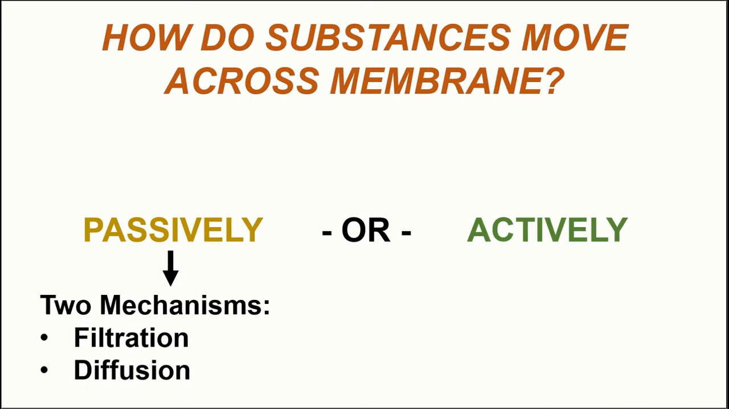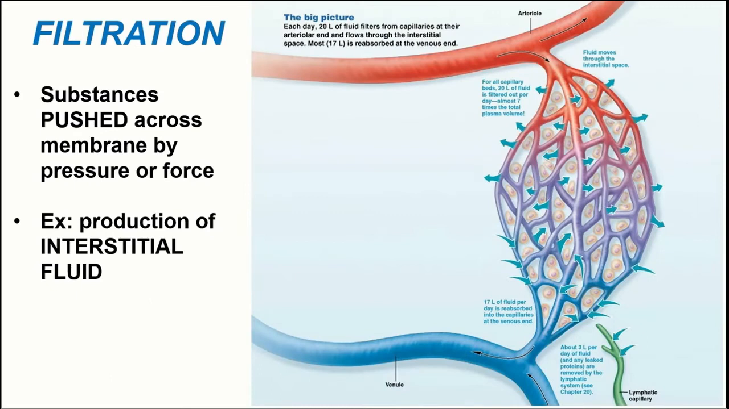Let's focus on passive transport here for a moment. We see that there are two categories of passive transport mechanisms. There is filtration and there is diffusion. Let's look at filtration again for a second. We discussed this a little bit earlier, and filtration is the process by which a substance is pushed across a membrane by some kind of pressure or force on the walls of that membrane.